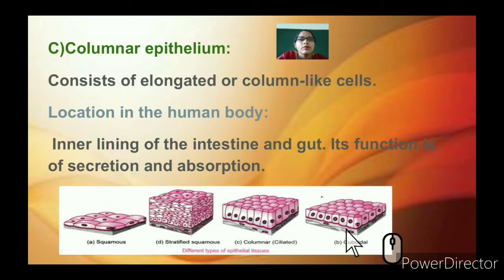The next type of epithelial tissue is the columnar epithelium. You can see here they are columnar or ciliated epithelium. These are elongated, column-like cells, as the name suggests. So where are they located in the human body? They are present in the inner lining of the intestine. All of you know it's present in the inner lining of the small intestine and large intestine, and also in the gut. What is their major function? Its major function is, like the cuboidal epithelium, secretion and absorption.